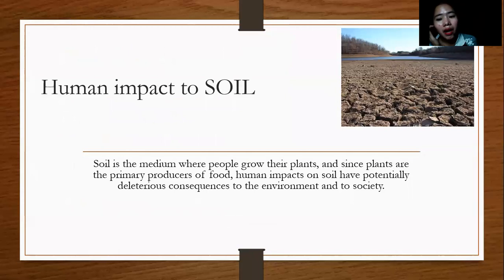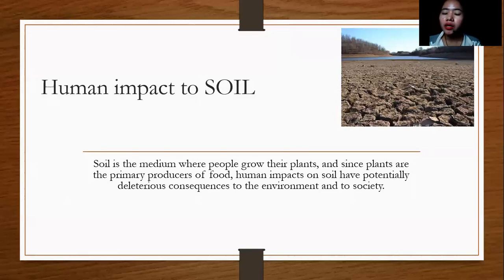So human impact to soil. So soil is the medium where people grow their plants. So it is very understandable naman no na pag sinabi tayong soil, dun tayo agad nagtatanim aside sa naglaano tayo ng mga infrastructure or factories.